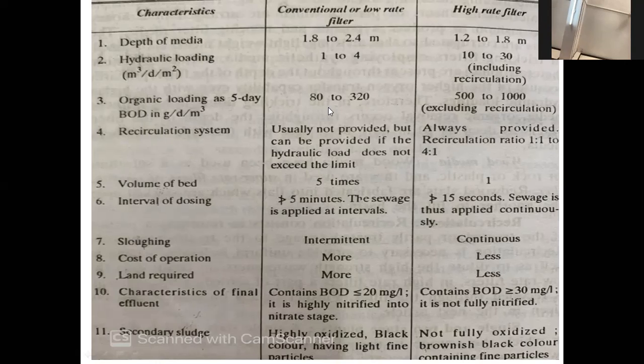Why excluding recirculation? While considering quantity of sewage or the hydraulic loading rate, we consider the recirculation because that quantity is notable. But while considering organic loading, the BOD quantity in effluent is very negligible. So that's why we don't pay attention to the recirculation for the BOD organic loading rate. Okay. Then the fourth one is the recirculation system.